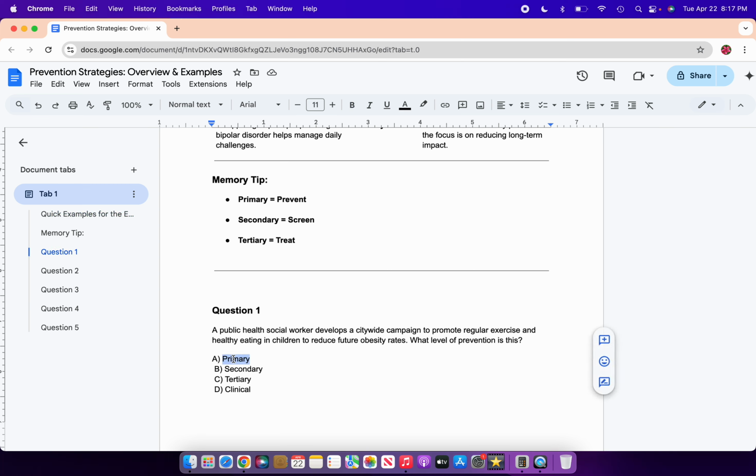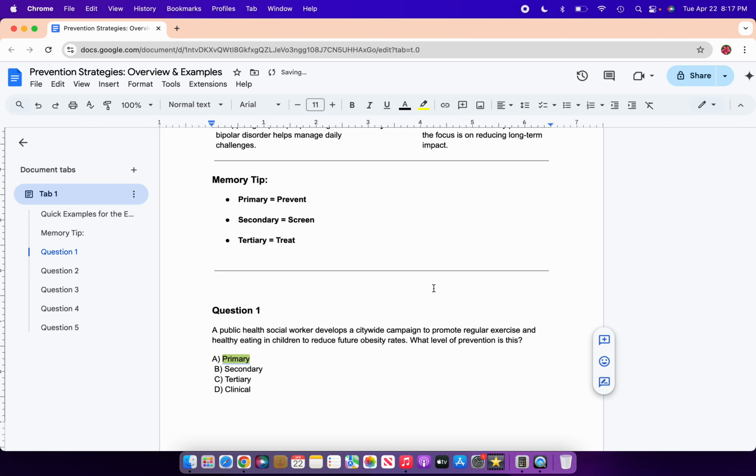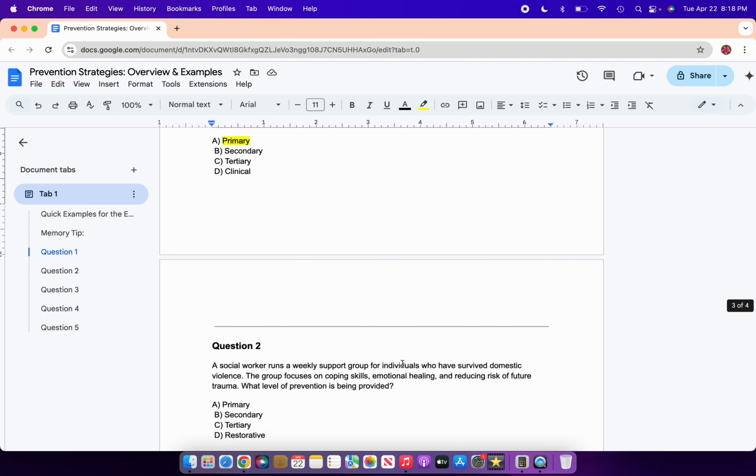Let me highlight that. Why is the answer A? Okay, highlight. So the answer would be A because this is a universal prevention thing. It targets all children, not just those who are already at risk for being obese or dealing with obesity. It's targeting everyone. They're trying to get it before it starts. That's why this would be a primary prevention strategy. It's promoting health and preventing disease. Okay, that is why this is A.